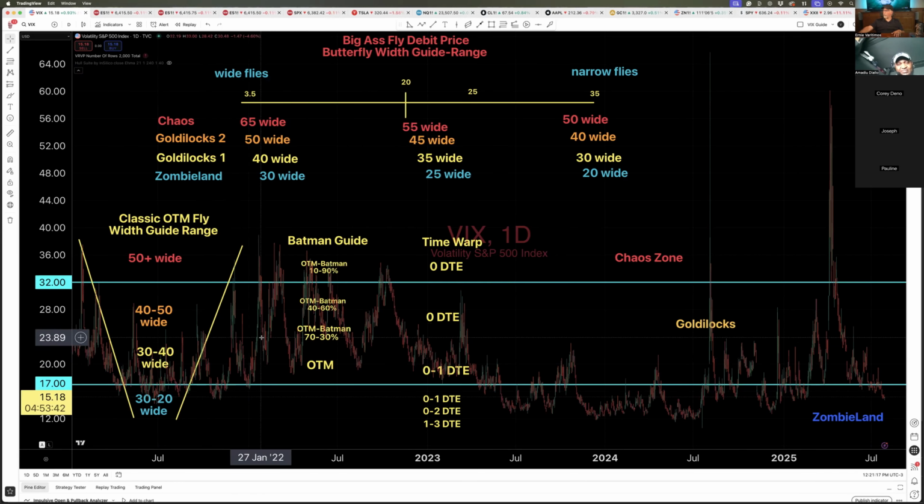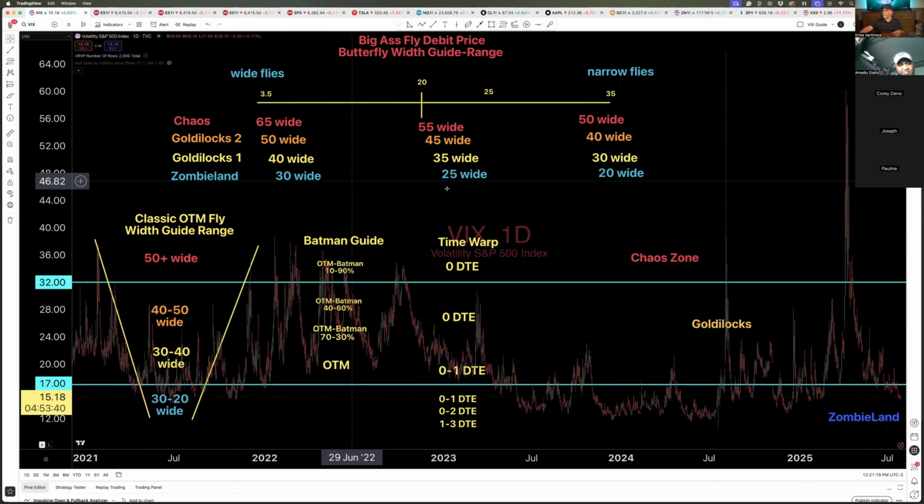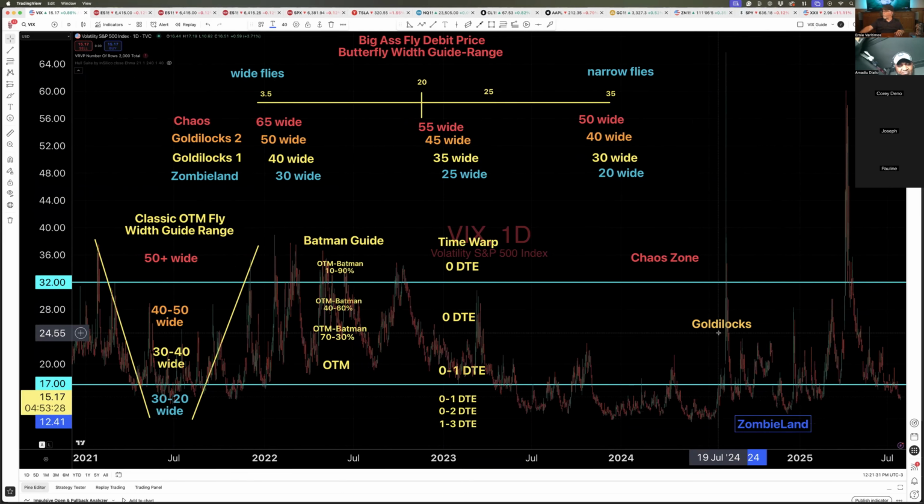So in my VIX chart, you'll see that I've marked it up with all kinds of stuff. But this is essentially my playbook telling me what to do when the VIX is high and when the VIX is low. And you'll see over here on the right-hand side, I've even characterized the different levels of the VIX: Zombieland, Goldilocks, and Chaos. And then I have these blue lines that delineate those different regions.